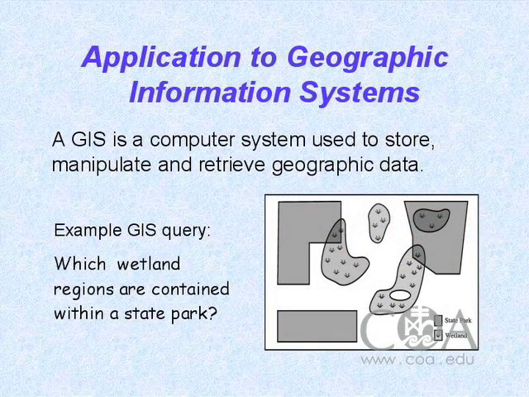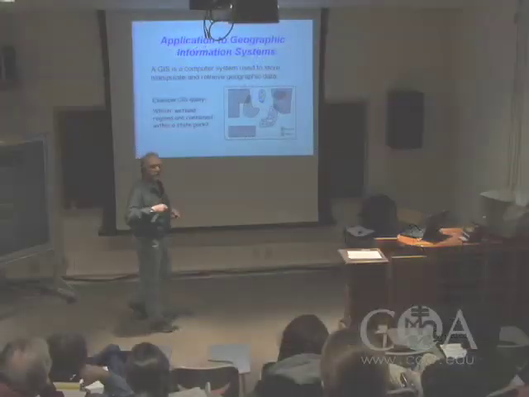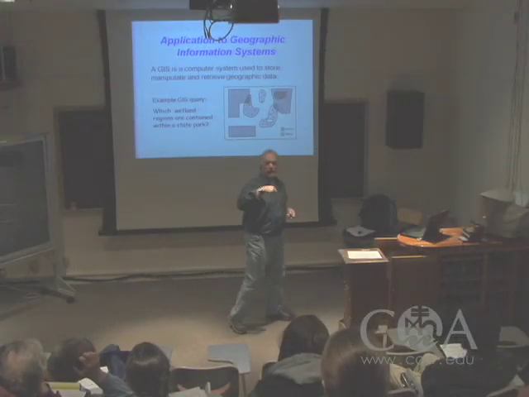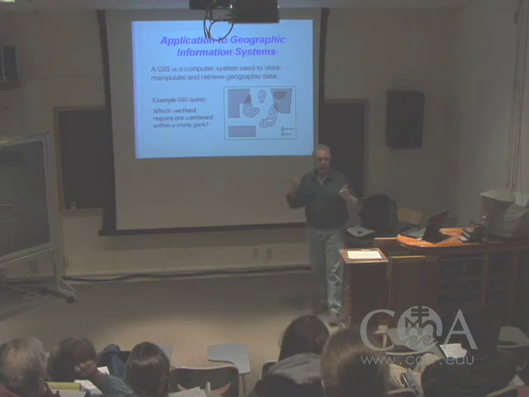Application to geographic information systems. A geographic information system is a computer system used to store, manipulate, and retrieve geographic data. That's a simple way we can think about it that makes a lot of sense. Someone working on a geographic information system could ask a question like this. Suppose you're studying wetland regions in state parks, and you may want to know, all right, what are all the wetland regions that are contained within a state park in this area, in this region that I'm investigating? So you ask the GIS, which wetland regions are contained within a state park? And you expect the GIS then to be able to give you a good answer. All of these. How does it find them?